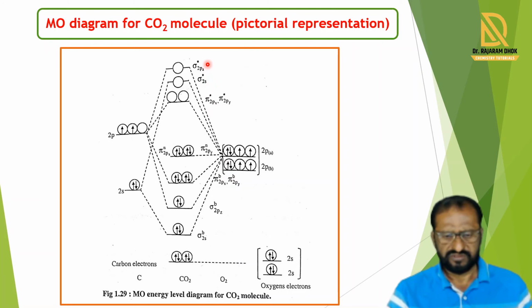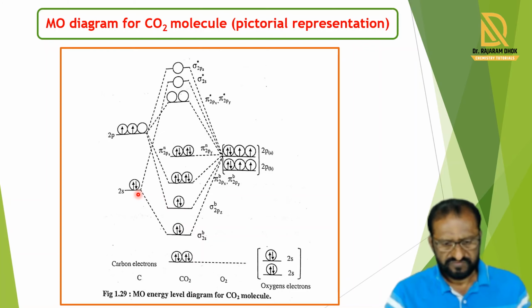Now in case of the py and pz also, the same antibonding molecular orbital is formed, that is pi star 2py and pi star 2pz. In this way, we can draw the molecular orbital diagram for CO2 molecule. Now we see here this sigma 2s molecular orbital is formed, and in this sigma 2s molecular orbital, if we see the energy, then in that energy, here we observe 2s orbitals and here 2p orbitals.